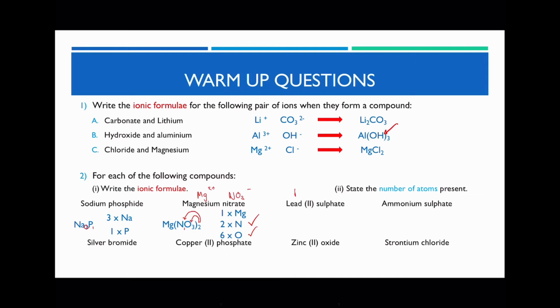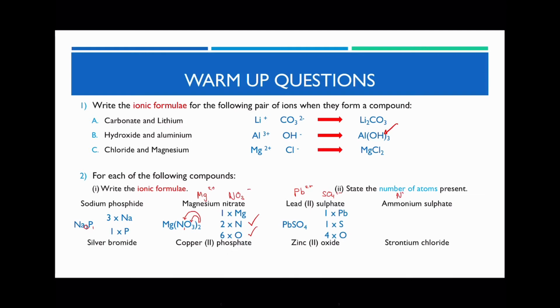Lead is therefore going to be Pb2+. Sulfate is SO4 2-. Because they have the exact same charge but opposite signs, they cancel each other out essentially. So this is a 1-to-1 ratio. Therefore, it's going to be PbSO4. And we can say there's 1 lead atom, 1 sulfur, and 4 oxygen atoms.